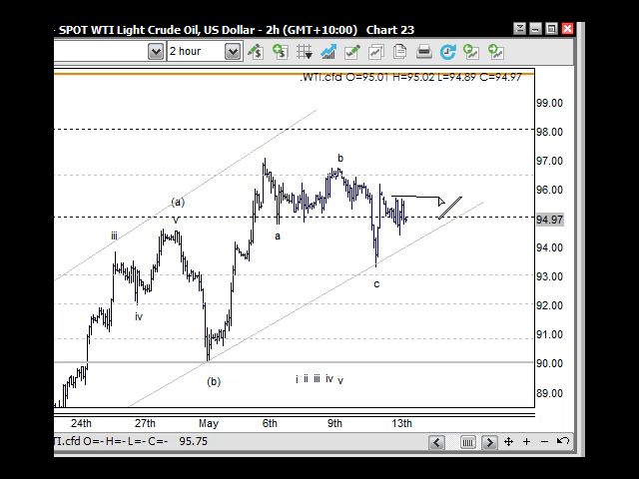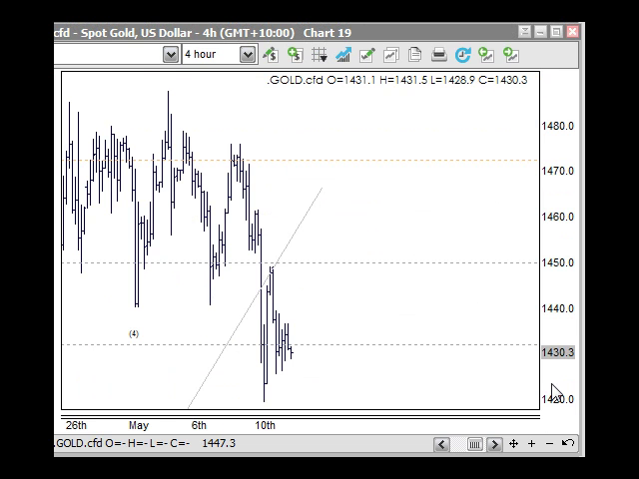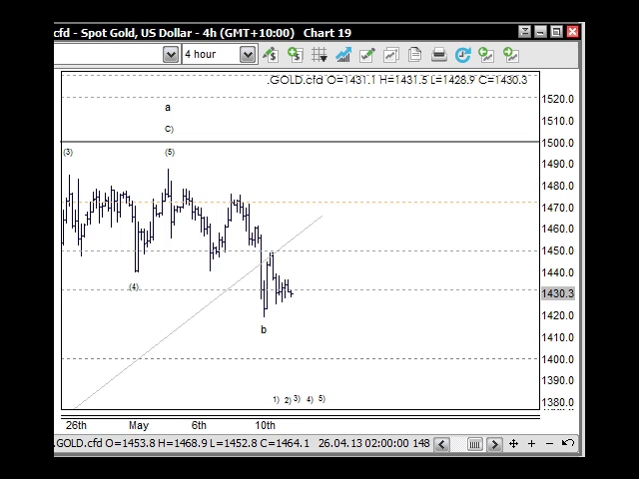The simple new high Dow theory entry would suffice, with a stop under that, if that's the case. Right, the gold market.